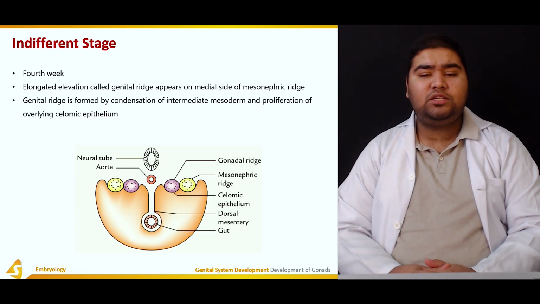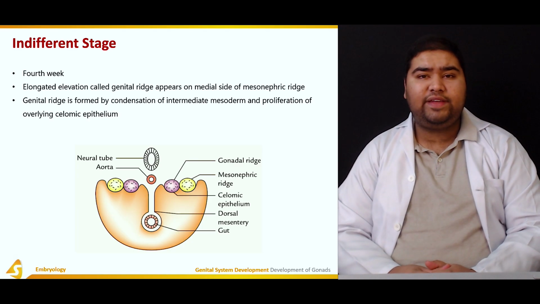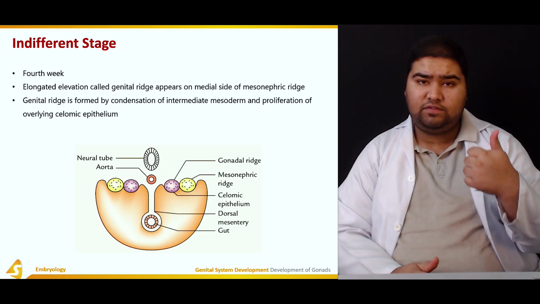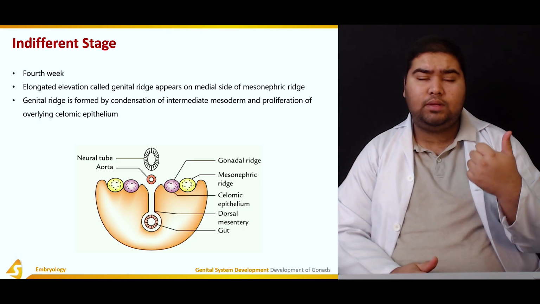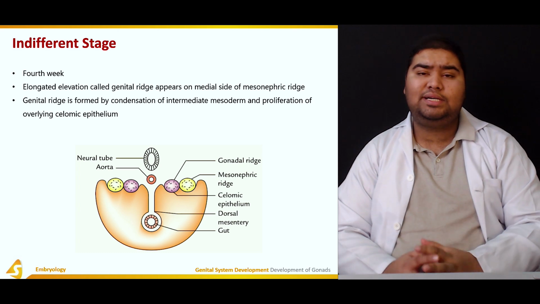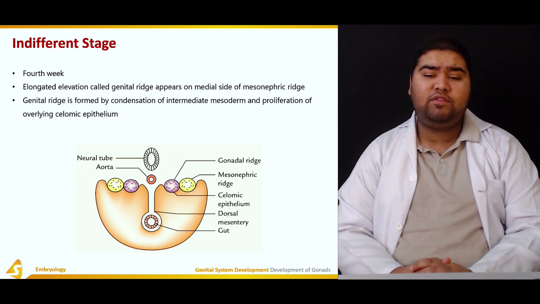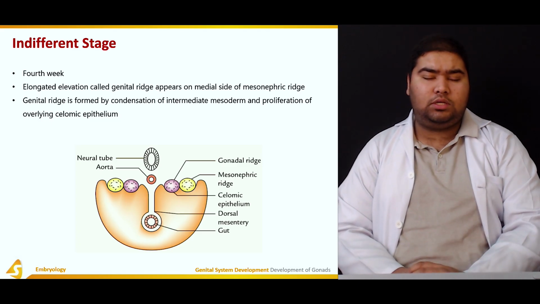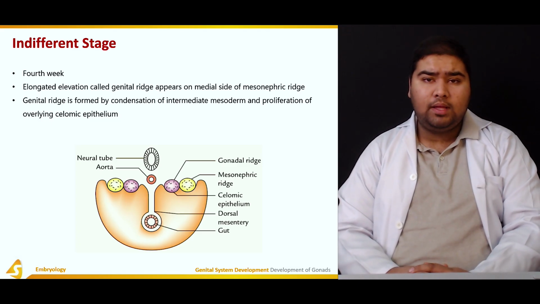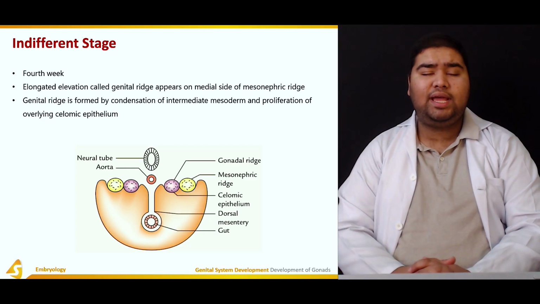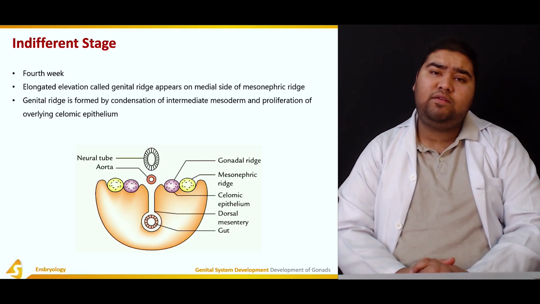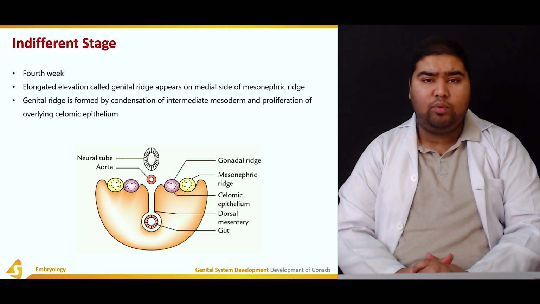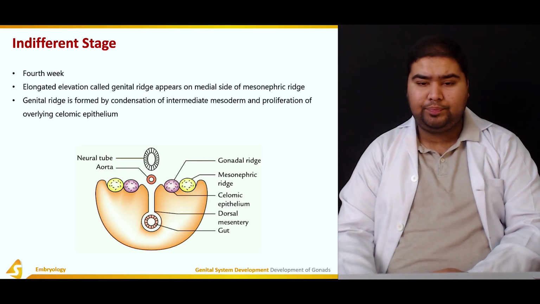The genital ridge is formed by the condensation of intermediate mesoderm, the first source from which the genital system develops, and proliferation of the overlying coelomic epithelium, the second source. So how is the genital ridge formed? By the condensation of the intermediate mesoderm and the proliferation of the overlying coelomic epithelium.